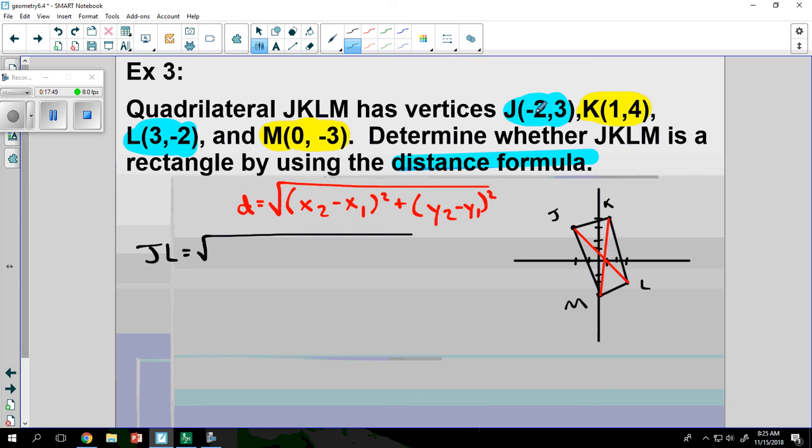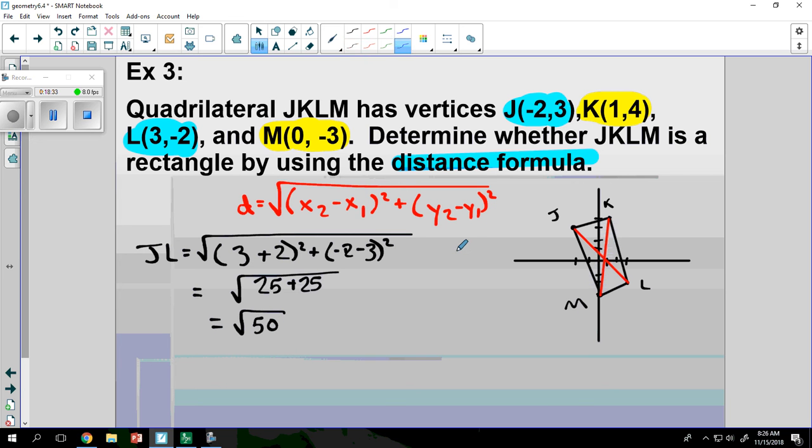Square root. If we're looking at J and we're looking at L, the x's are 3 and negative 2. So I'm going to do 3 minus negative 2. And when I subtract a negative, I make it a plus. Squared plus, now look at the y's. y2 would be negative 2. Minus y1 would be 3. Evaluate. 3 plus 2 gives me 5. Squared gives me 25. Negative 2 minus 3 gives me negative 5. Squared also gives me 25. And then add, and we get square root of 50.